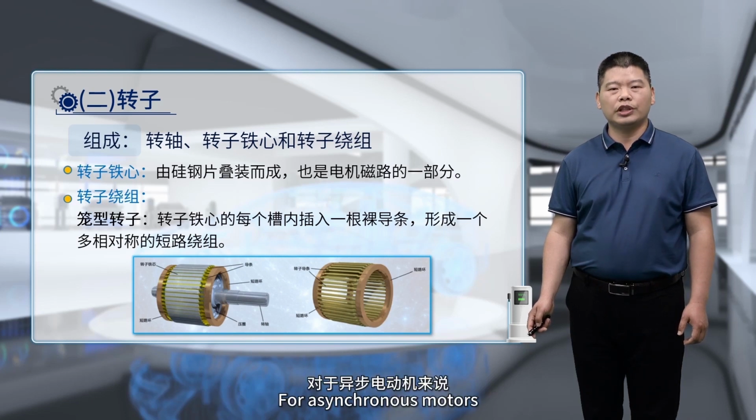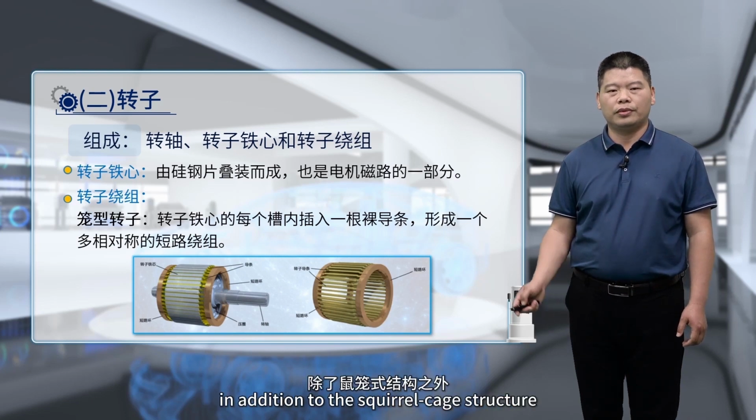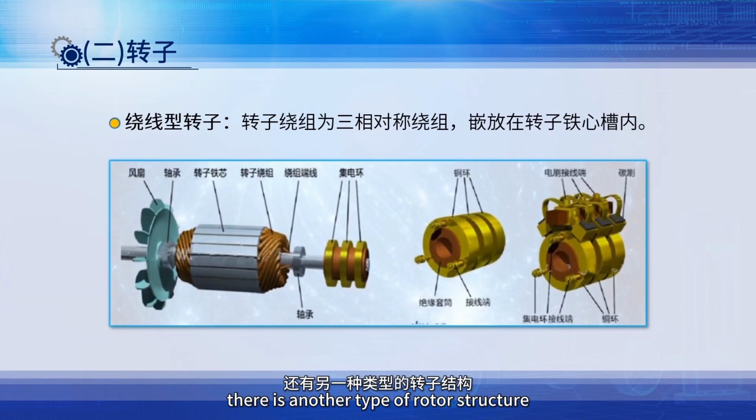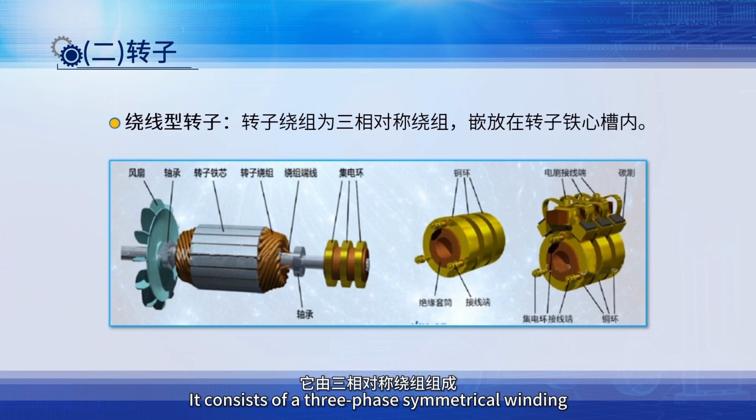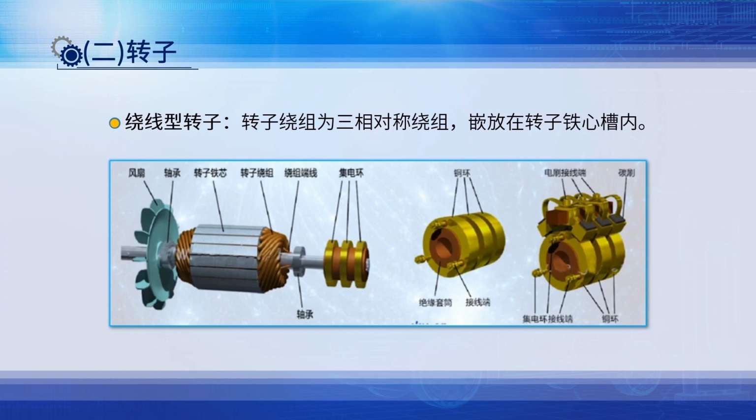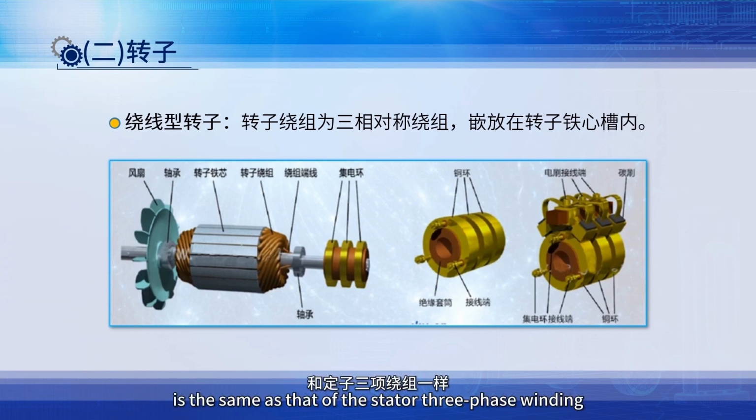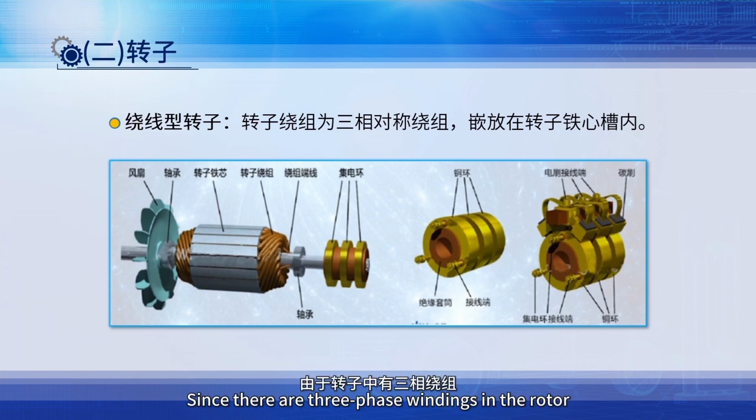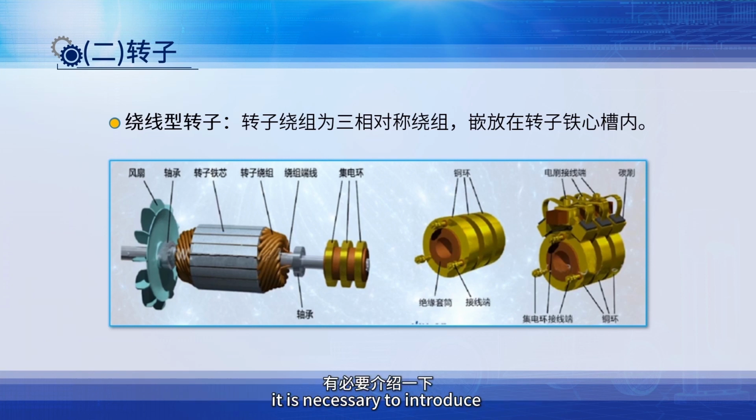For asynchronous motors, in addition to the squirrel cage structure, there is another type of rotor structure called the wound rotor, as shown in the diagram. It consists of a three-phase symmetrical winding and a rotor core. The winding method for the three-phase winding is the same as that of the stator three-phase winding. Since there are three-phase windings in the rotor, it is necessary to introduce the external circuit into the rotor winding through slip rings and brushes.